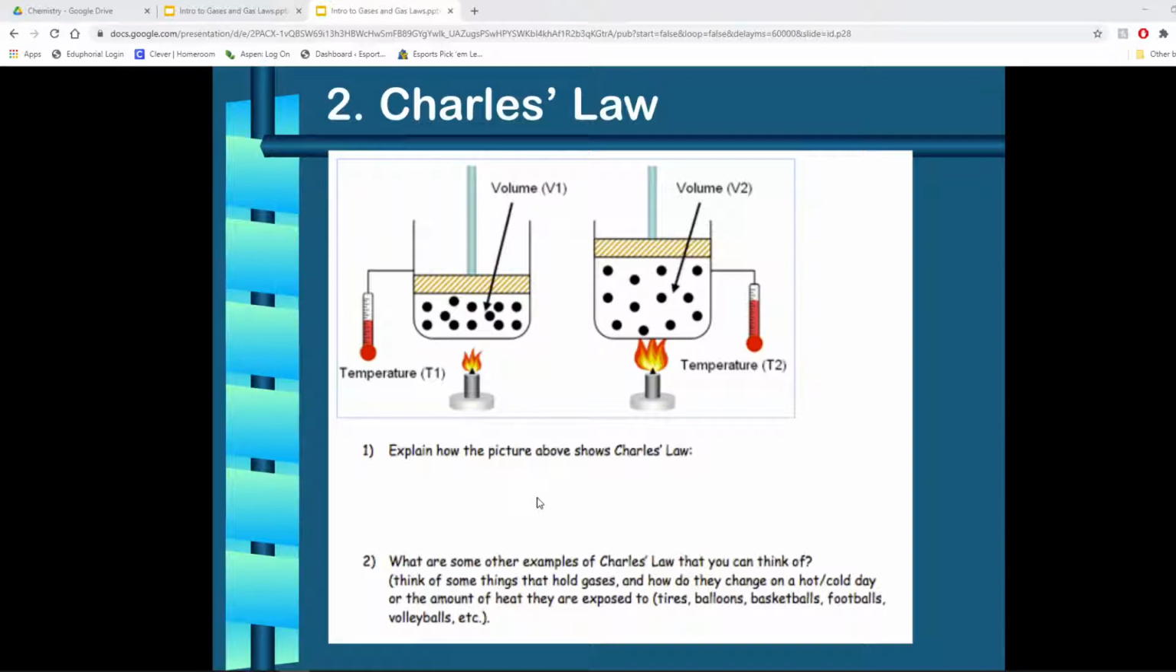Okay, so the reason for that is, as these gas particles are heated up, they start to have more kinetic energy and they move around a little bit faster. That causes them to expand and take up more space.